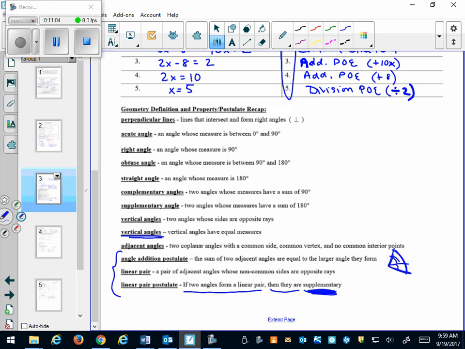This is the vertical angles. Remember, this is going to become the vertical angles theorem at some point. Vertical angles have equal measures. The theorem is eventually going to say that the vertical angles are congruent. Right now, we're just saying that they're equal.